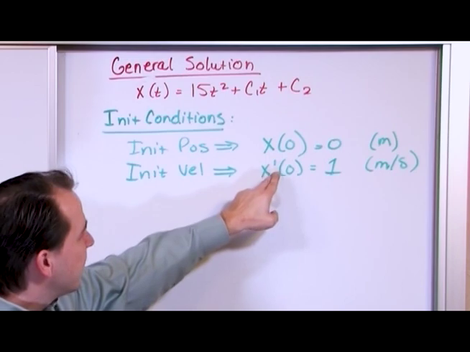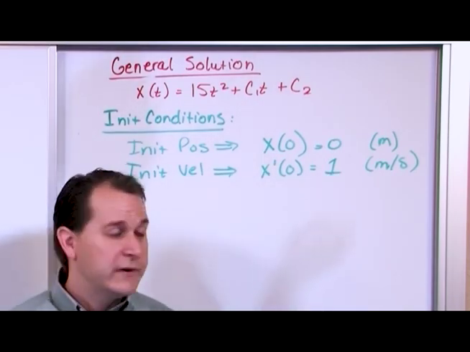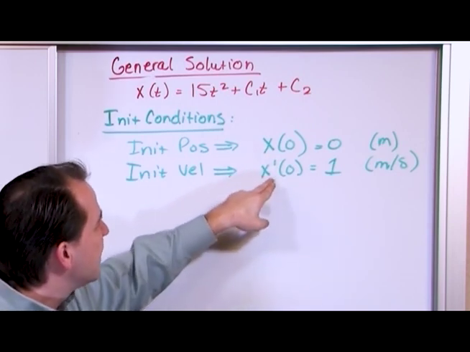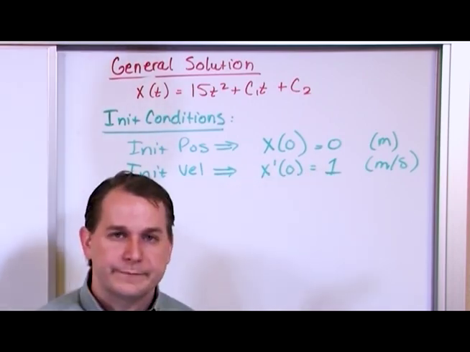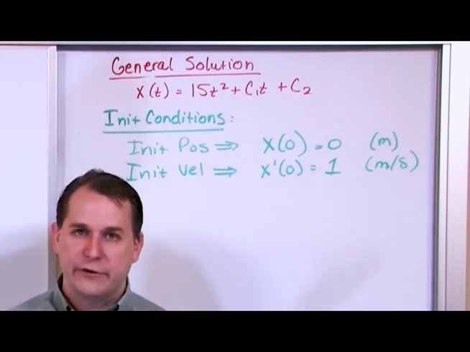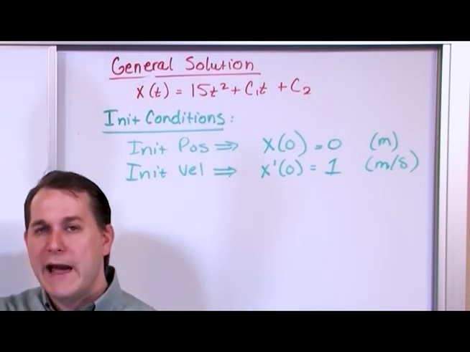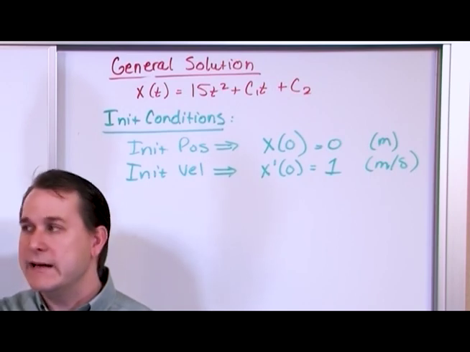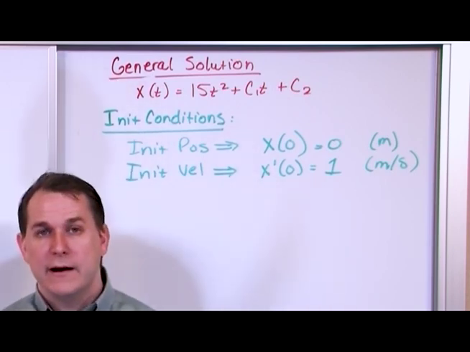Now here, x prime, don't forget from your calculus, a little prime there means a first derivative. So the derivative of position is velocity. What this is telling you is the velocity at time 0 is equal to 1. Don't forget velocity is meters per second. So the marble is here at the end of the meter stick, and at time 0, it's right there at the end, and it's moving instantaneously at 1 meter per second. So it's already rolling.